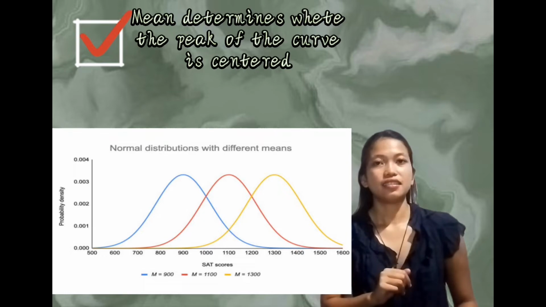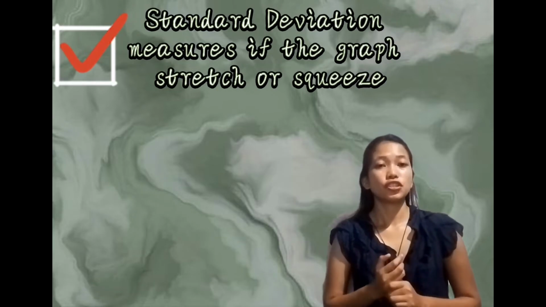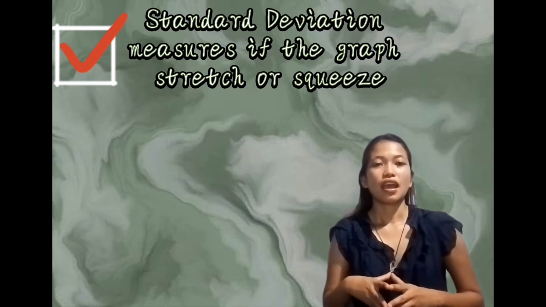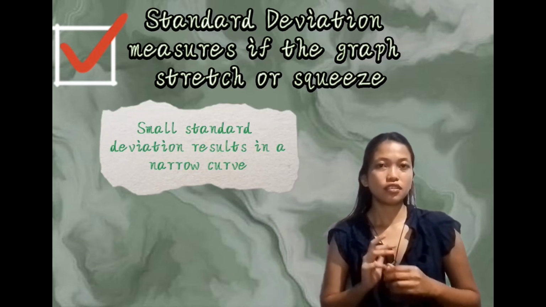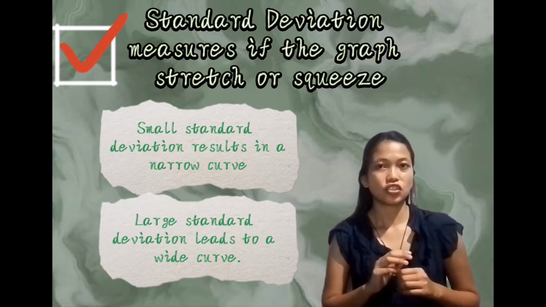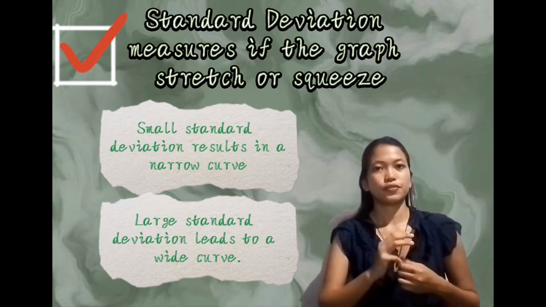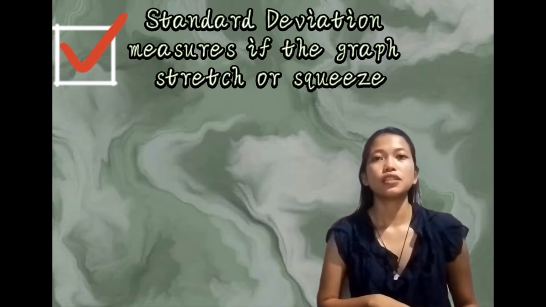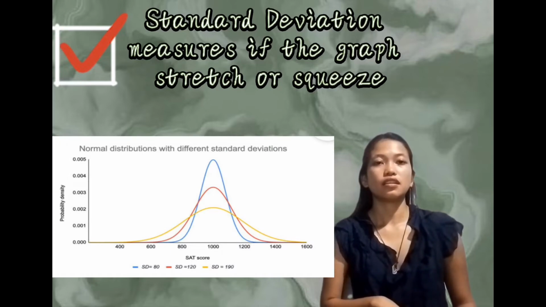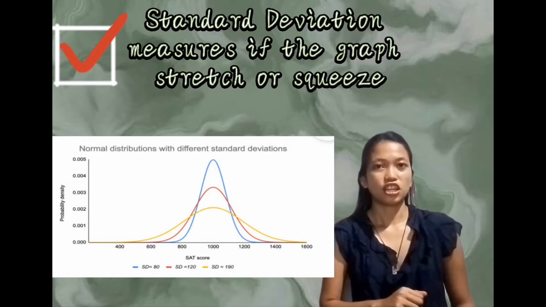On the other hand, the standard deviation measures how the graph will stretch or squeeze. Note that a small standard deviation results in a narrow curve, while a large standard deviation leads toward a wide curve. This is how it will look like if the standard deviation is small, and this is also how it looks like if the value of standard deviation is large.